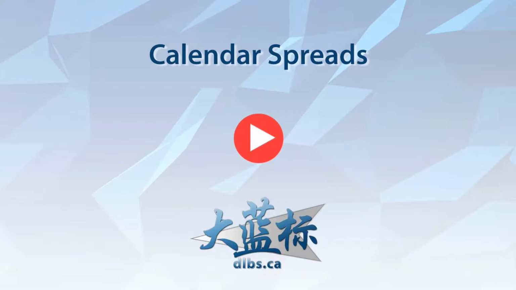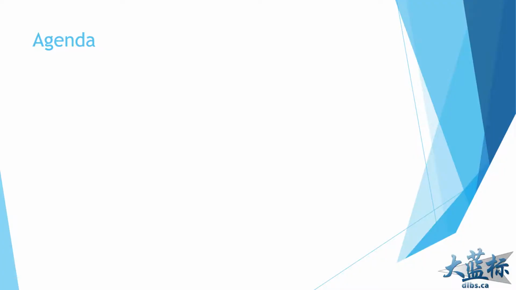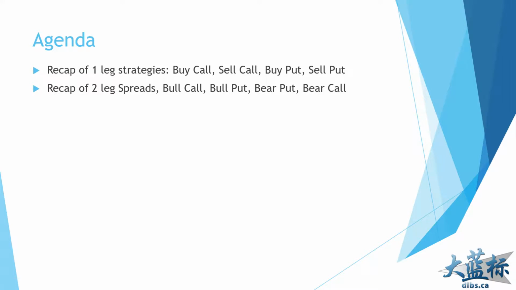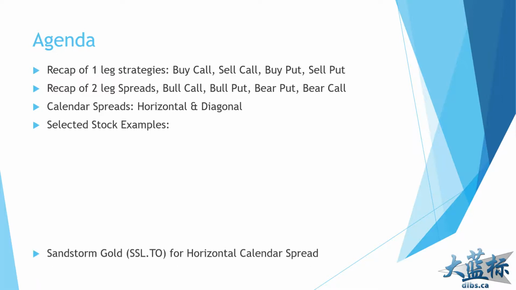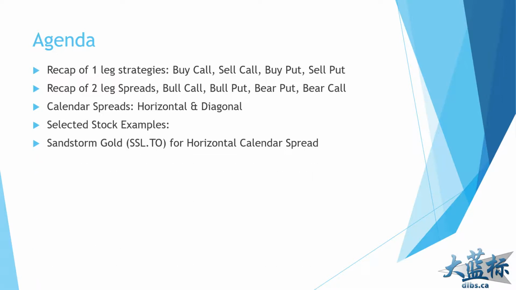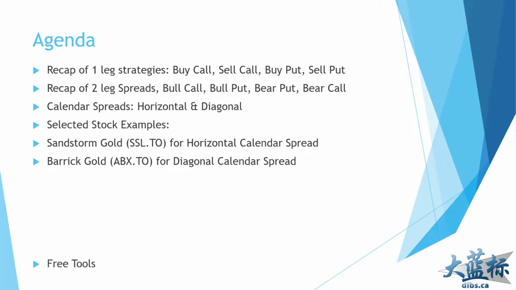So let's get started. Today we will talk about calendar spreads. Here's the agenda we have planned out for you. We do a quick recap of the simpler one-leg strategies that we talked about in videos 4, 5, 6, 7. And then another quick recap of the two-leg spreads that we talked about in videos 8 and 9. Then we are introducing to you a new concept called calendar spreads, and there will be 2 types, both horizontal and diagonal. And we have selected 2 stock examples for you today. One is Sandstorm Gold for the horizontal calendar spread, and another one is Barrick Gold for the diagonal spread.